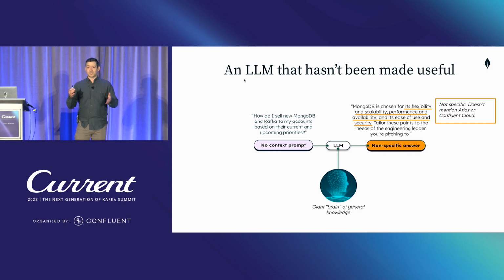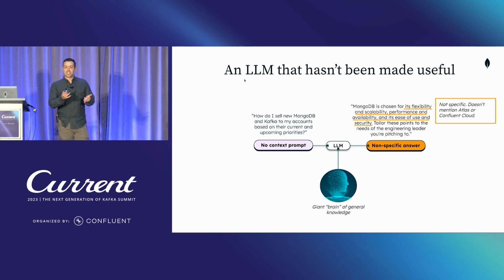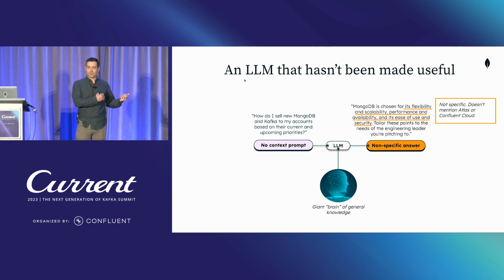Well, because ChatGPT has data up until about a couple years ago, I think September 2021, its response was pretty generic. It was flexible, scalable, performant, highly available. Those are true, great things about MongoDB, and I don't want to undersell that. But it didn't mention MongoDB Atlas, our cloud-managed database. It didn't mention Confluent Cloud, which you would think it would when mentioning Kafka. And it said to tailor these points to an engineering leader, as opposed to, if it had access to some of my account data, it might say, this champion at this company, et cetera.